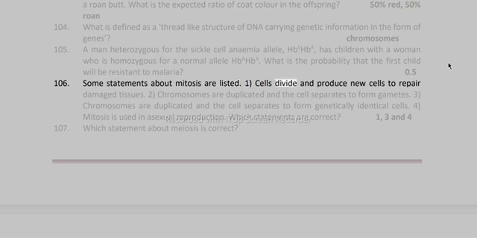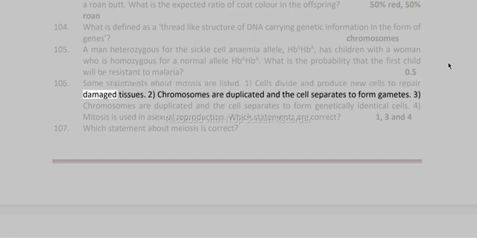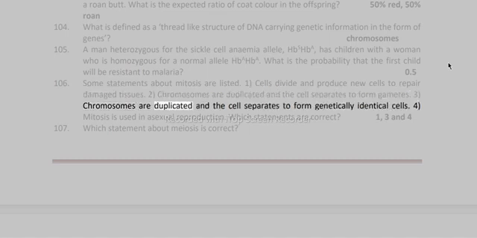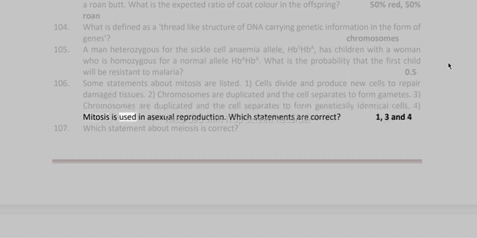1. Cells divide and produce new cells to repair damaged tissues. 2. Chromosomes are duplicated and the cell separates to form gametes. 3. Chromosomes are duplicated and the cell separates to form genetically identical cells. 4. Mitosis is used in asexual reproduction. Which statements are correct? 1, 3, and 4. 107. Which statement about meiosis is correct?